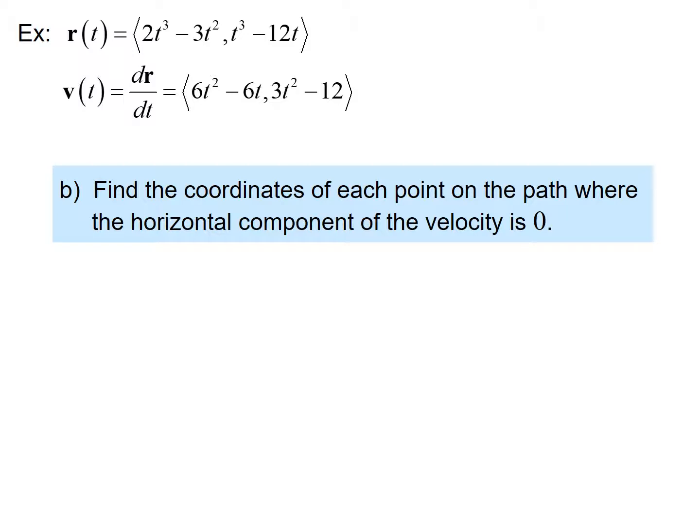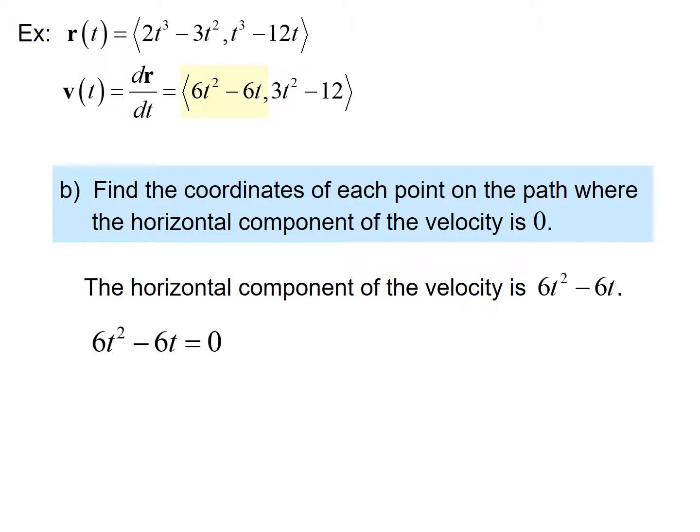We want to find anywhere on the path where the horizontal component of the velocity is 0. The horizontal component is given by the x value. That's where we move left and right. So we let the x value equal 0, divide by 6, factor, and solve. So at t equals 0 and t equals 1.